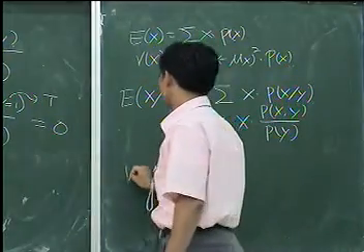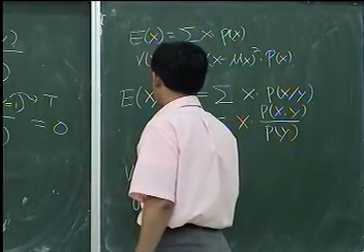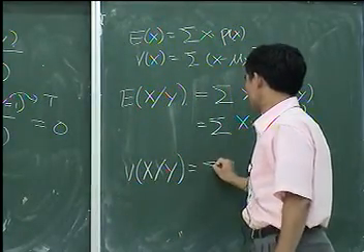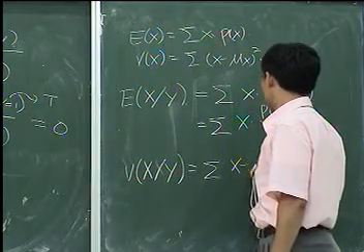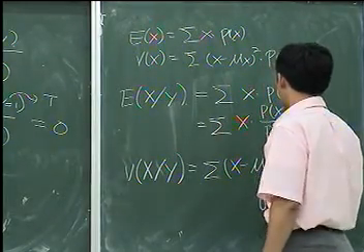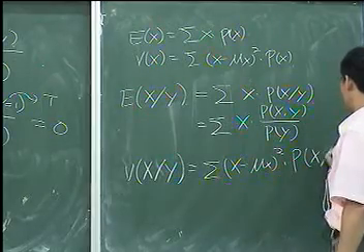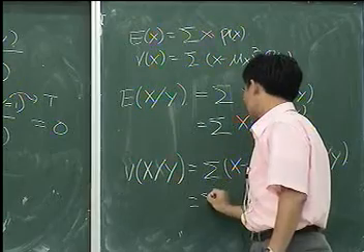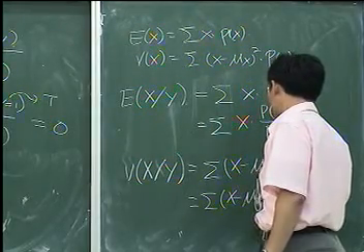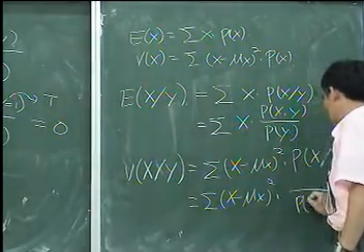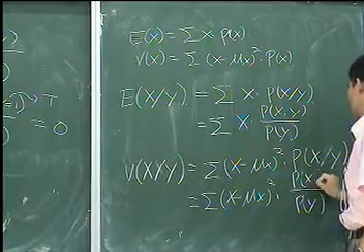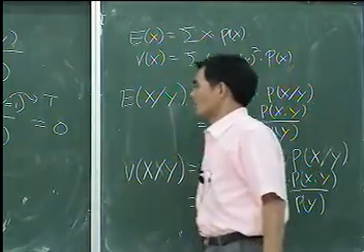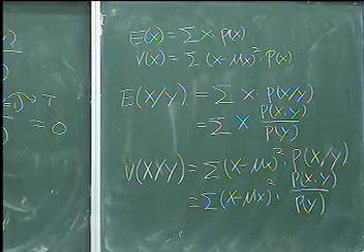And the same thing, variance of x given y: you have summation x minus mu x squared times p of x given y. I mean x given y. And you have summation x minus mu x squared times pxy over py.